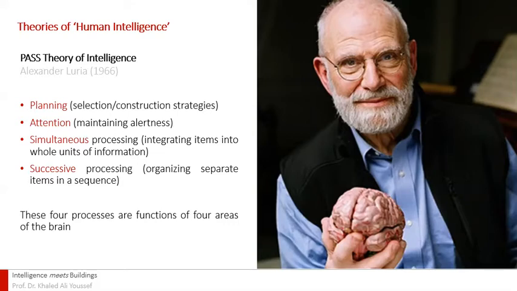The PASS theory of intelligence was also developed by Luria in 1966. The theory gets its name from the first letter of the four words planning, attention, simultaneous processing, and successive processing. As per Luria, these functions are proposed in four main areas of the brain.